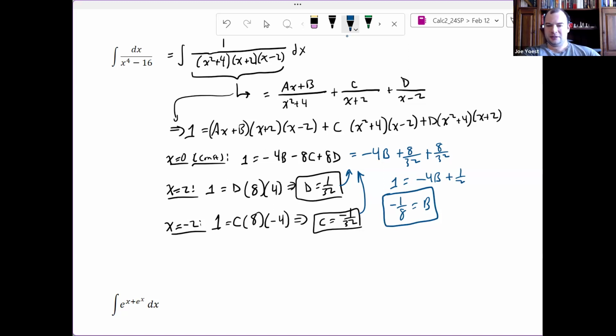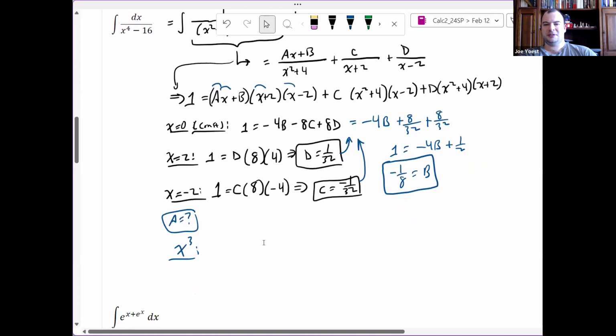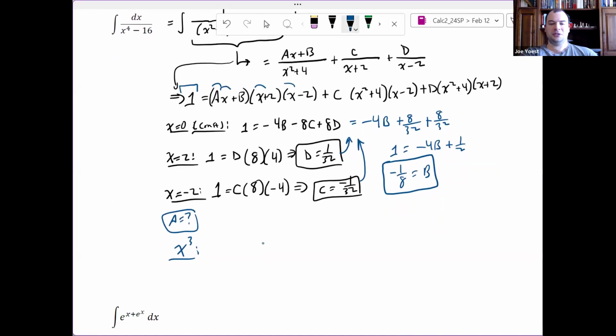And now I need to figure out a strategy to find a. I could use a different number like x equals 1 or something. That seems like it's going to be pretty messy, especially with all these fractions. But I might notice that a is the coefficient of x cubed. So maybe I match cubes. I match up coefficients of x cubed on the left and the right. Of course, on the left, the polynomial is just 1, so it has a coefficient of 0 on the x cubed bit.